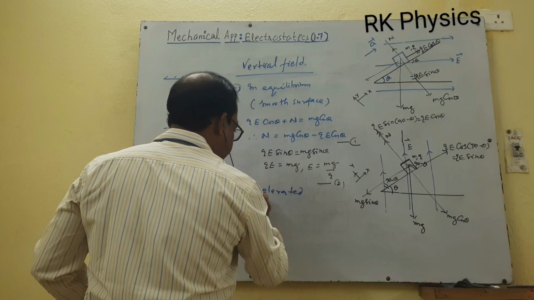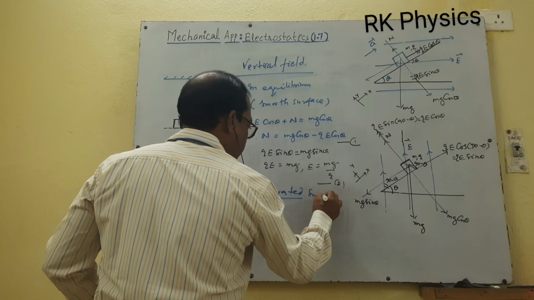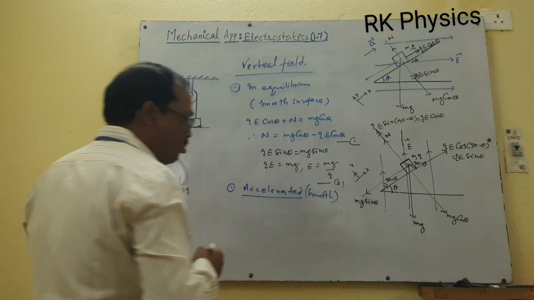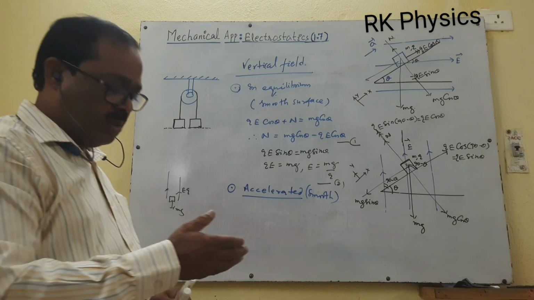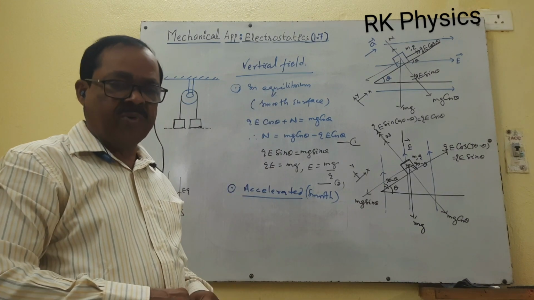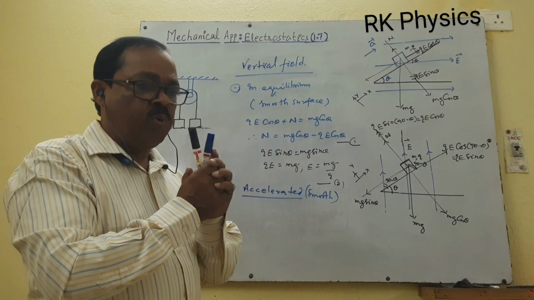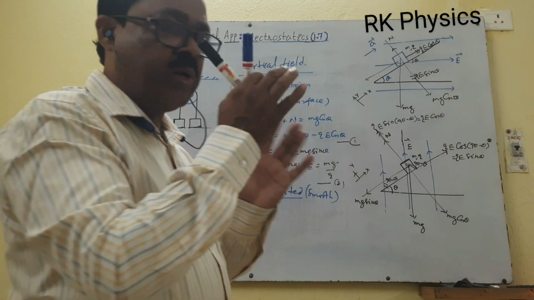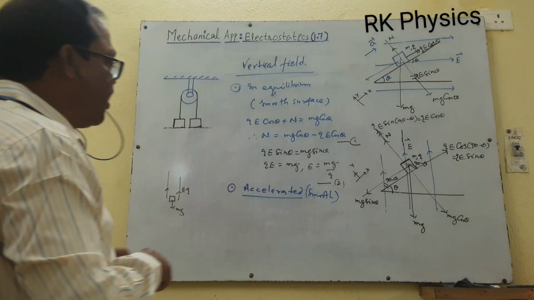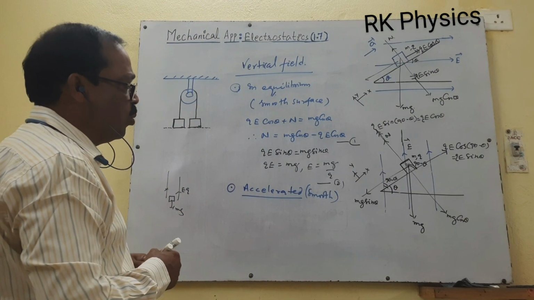Motion is accelerated. Surface is smooth. Okay. I am not taking the rough surface, because if the surface is rough, along the opposite direction of motion you can add a force, that is friction, mu n. Now accelerated motion, suppose smooth.